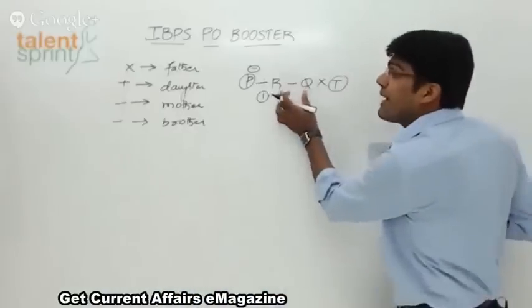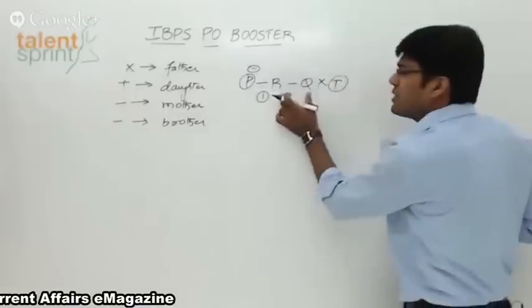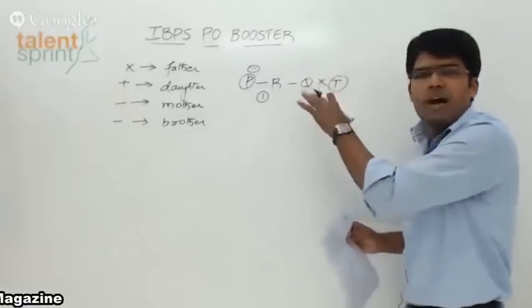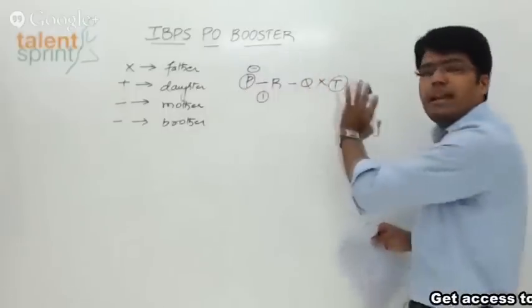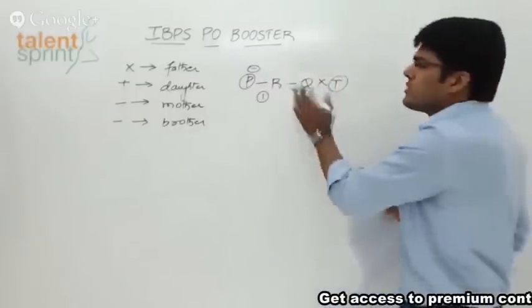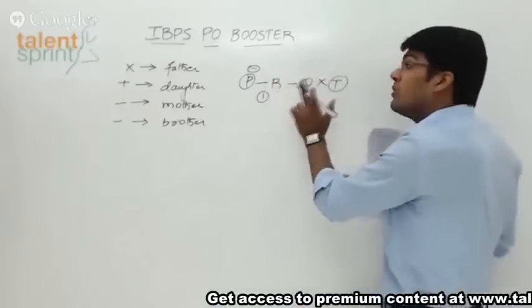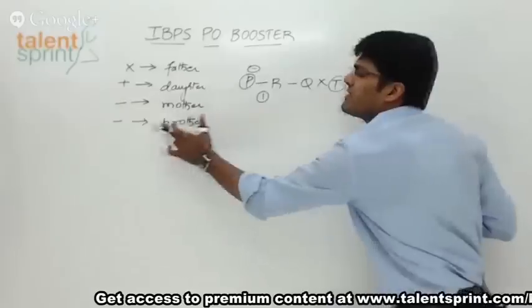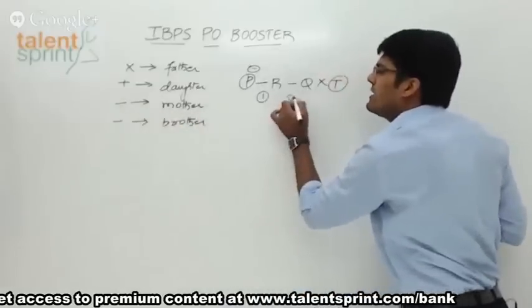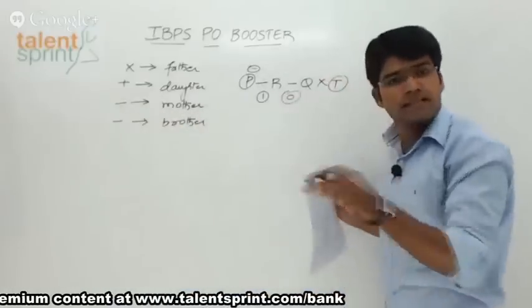R minus Q. Minus means what? Brother. R is the brother of Q. I am not worried about the gender of R and Q because I want the gender of P and T, or at least P. I will only work on generation gap. R minus Q. Minus means brother. If R and Q are brothers, what is the generation gap? 0. They are in the same generation.